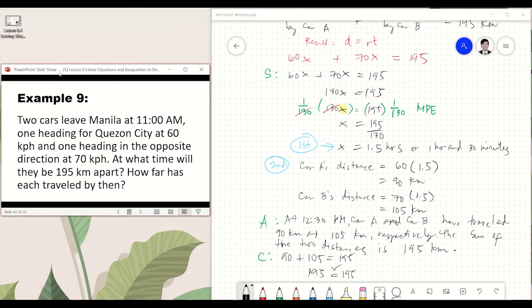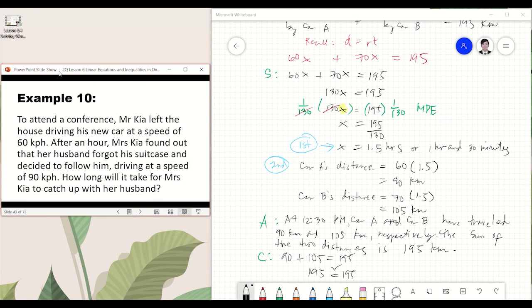Okay, so let's now proceed to our last case. So it says that to attend a conference, Mr. Kia left the house driving his new car at a speed of 60 kilometers per hour. After an hour, Mrs. Kia found out that her husband forgot his suitcase and decided to follow him, driving at a speed of 90 kilometers per hour. How long will it take for Mrs. Kia to catch up with her husband?